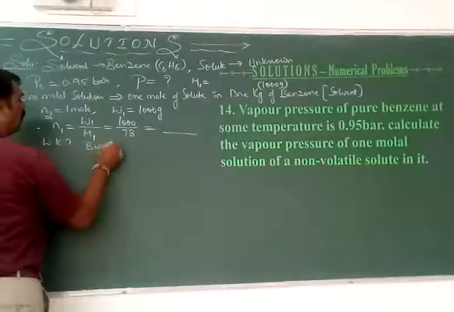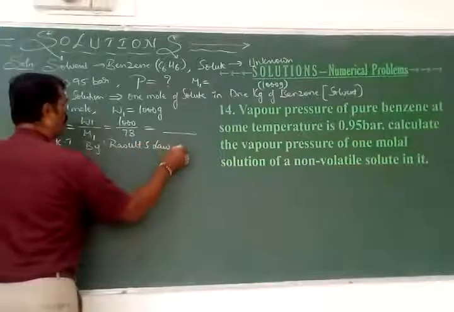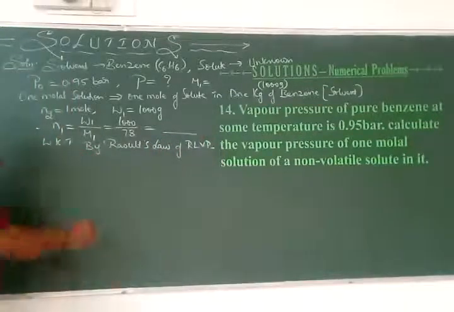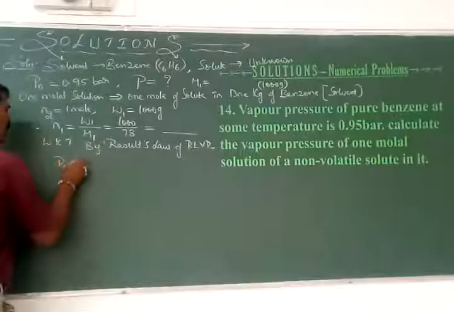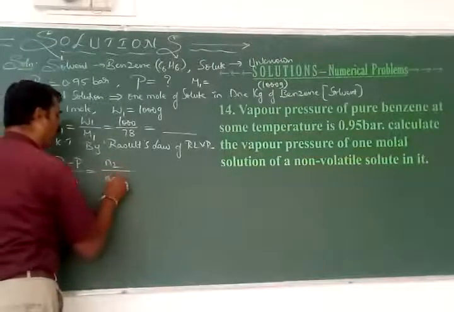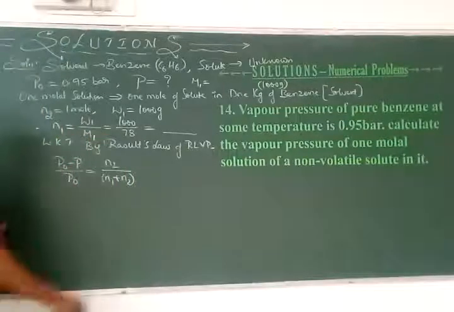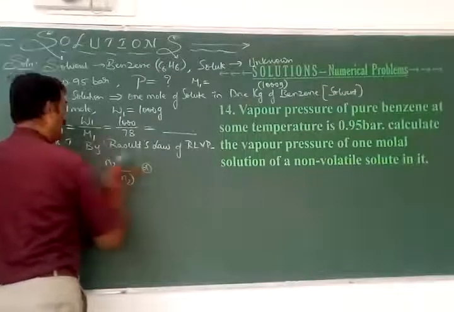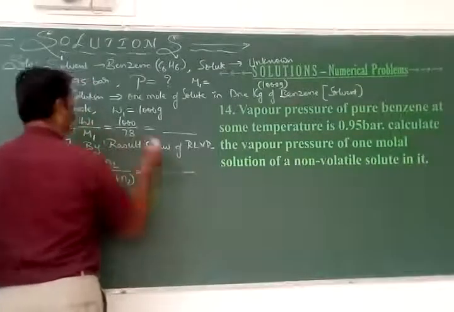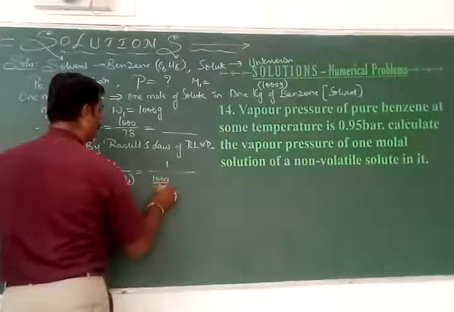By which law here? Raoult's law of RLVP. RLVP means relative lowering of vapor pressure. P0 minus P divided by P0 is equal to N2 divided by N1 plus N2. First we have to calculate the value of this. What is N2? 1 divided by 1000 by 78.